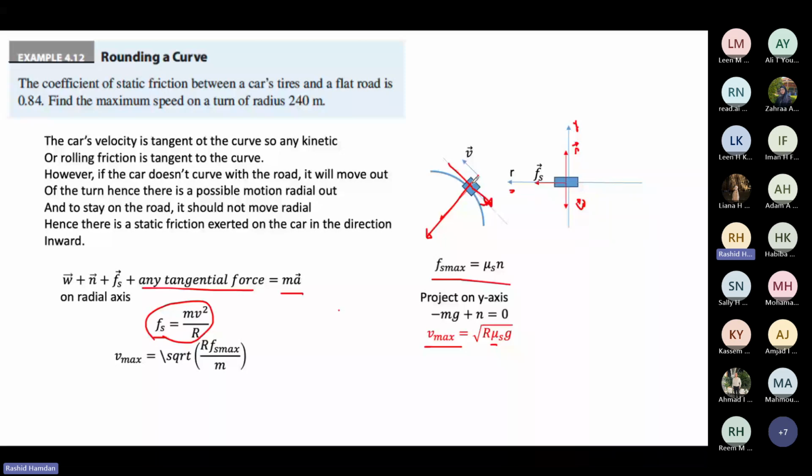The friction that is perpendicular to the direction of motion could only be static. And that's why they give us the coefficient of static friction.